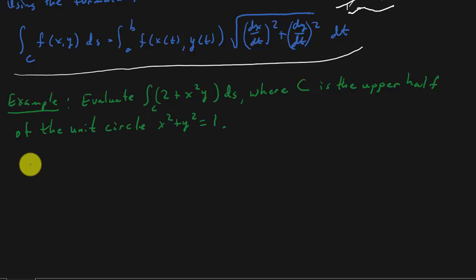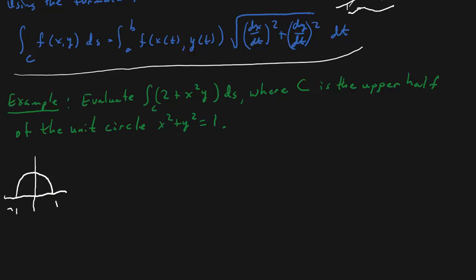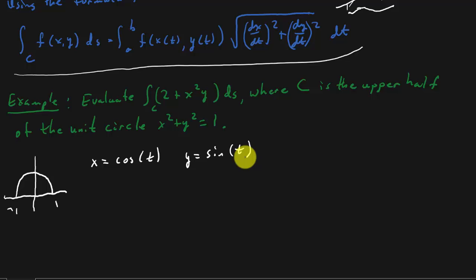If you make just a quick sketch of this, you've got the upper half of a circle, from negative 1 to 1. Now, remember, we want to get parametric equations. I think it was in chapter 10 in the Stewart book. Remember, parametric equations for the circle would be x equals cosine t, y equals sine t.